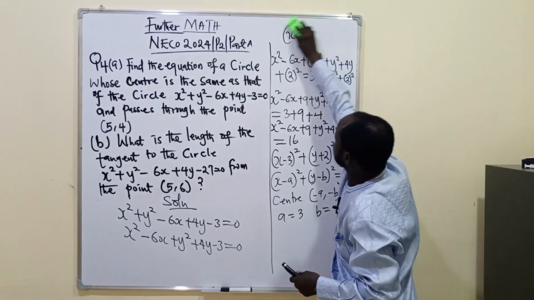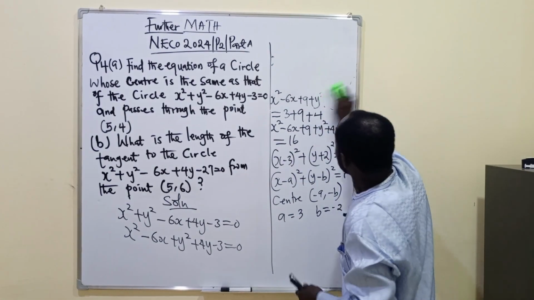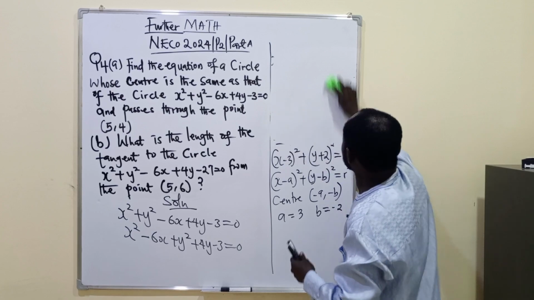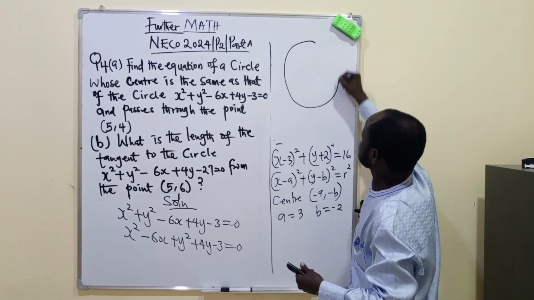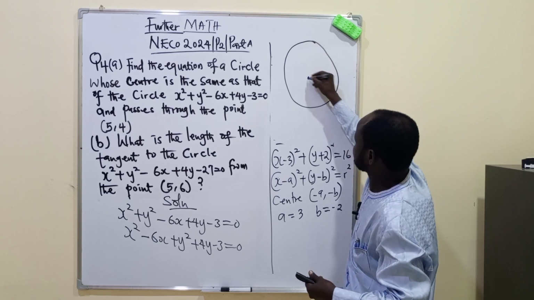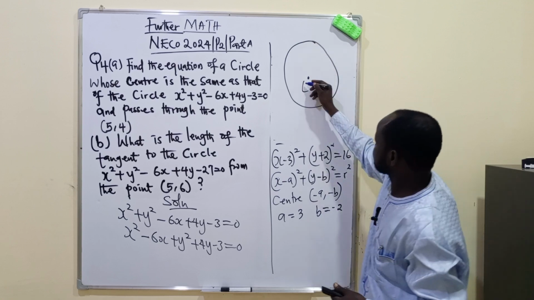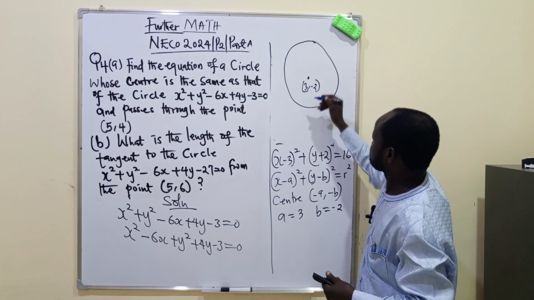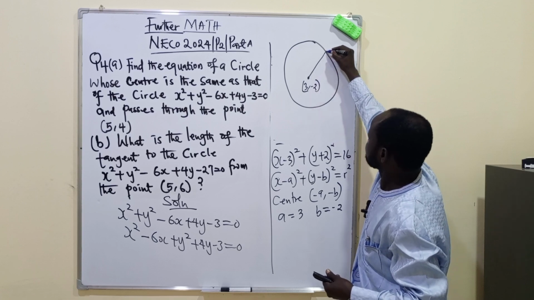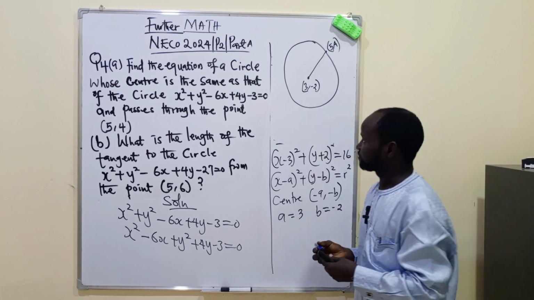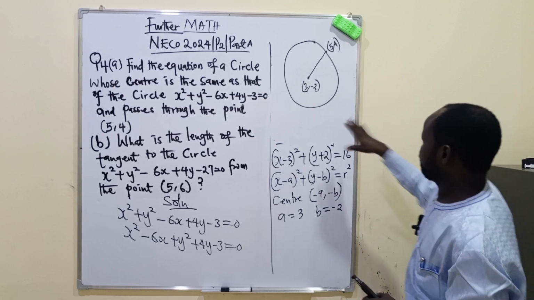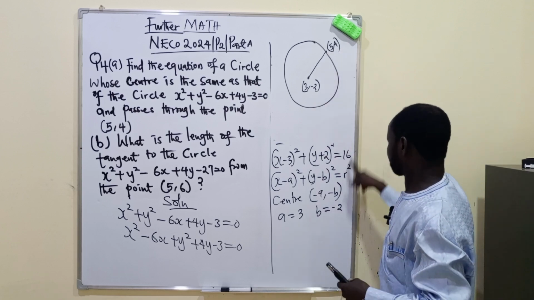So permit me to clean this side. So let's draw the circle here. Let's say the circle is given to us something like this, and we have the center here, which is (3, -2), and it passes through a point here, which is (5, 4), from the question.